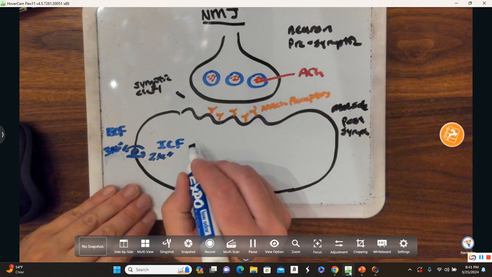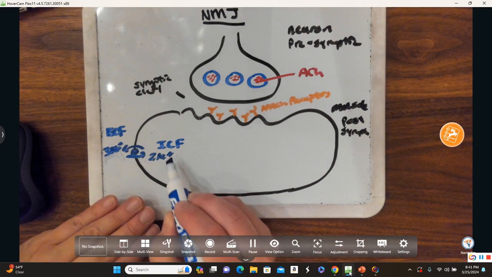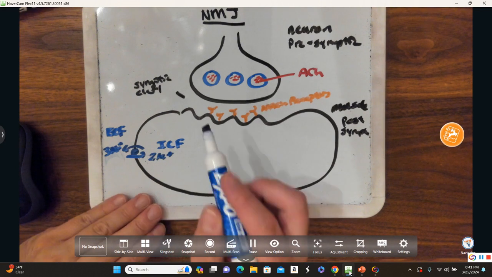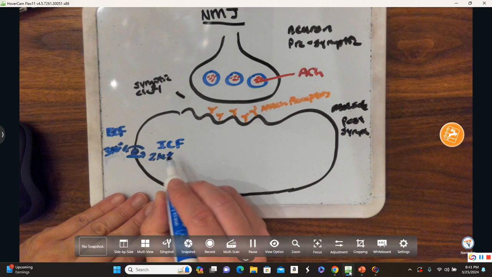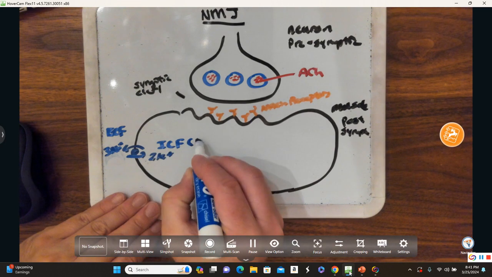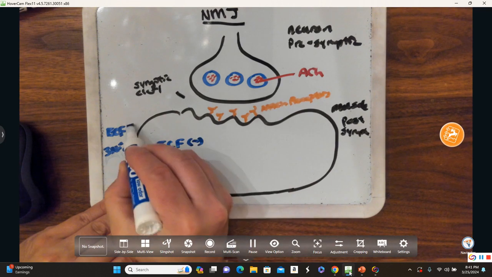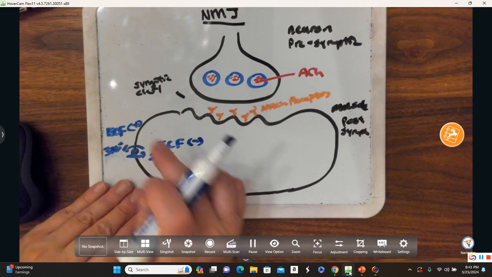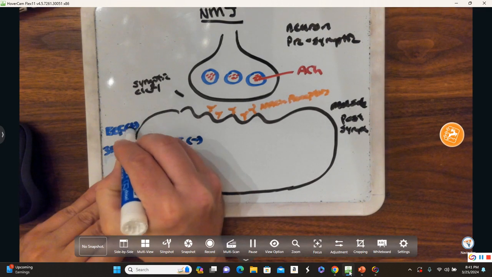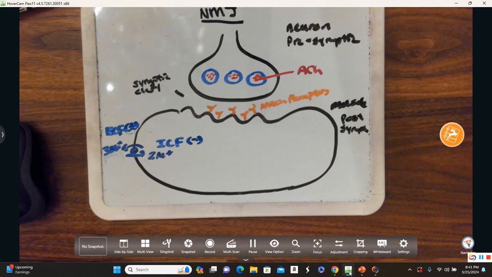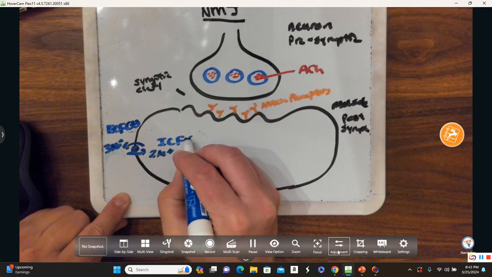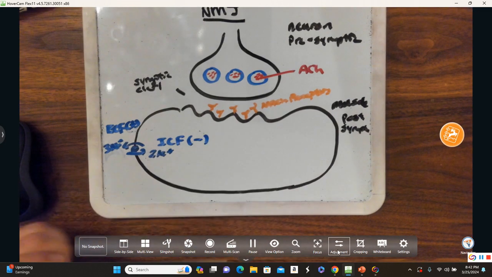The ICF, remember, is going to have a lot of potassium in it, and the ECF is going to have a lot of sodium in it. Now, the ICF has got less cations in, and the ECF has got more cations out. So the ICF is slightly negative, and the ECF is slightly positive. Let me erase that and make that look a little bit neater. There we go. A little bit positive. Let me make that a little bit clearer.